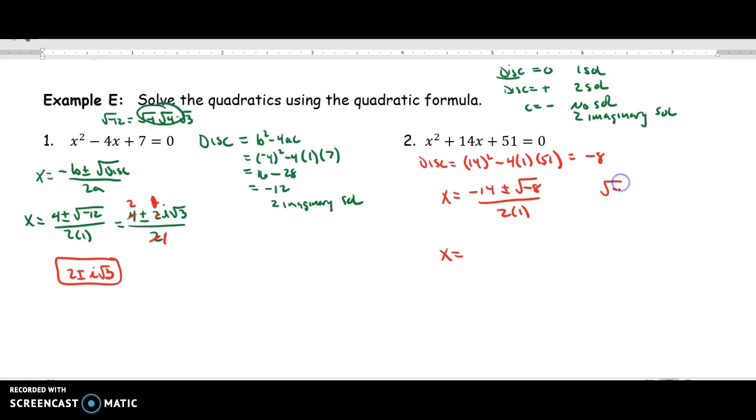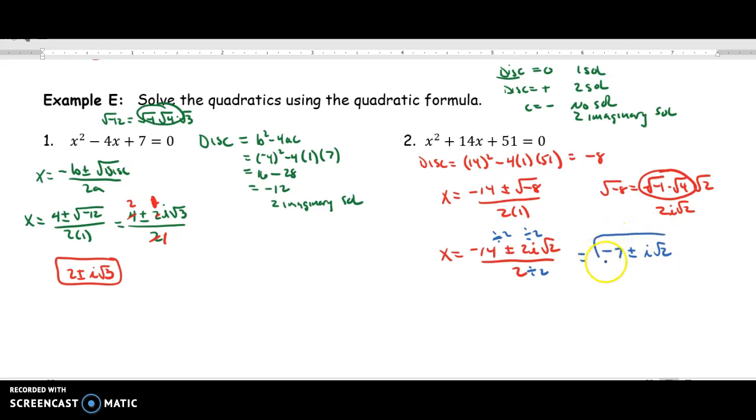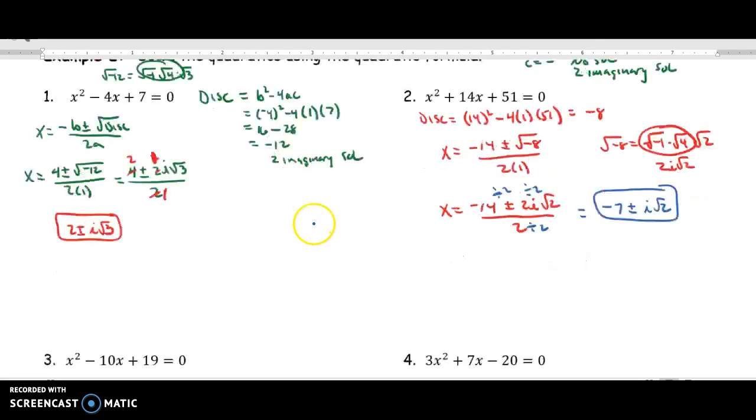Now, when we simplify the square root of negative 8, that would give us the square root of negative 1 times the square root of 4 times the square root of 2. This would give us 2i root 2. So, negative 14 plus or minus 2i root 2 all over 2. And now, what can I divide all of these numbers by? I can divide them all by 2 again. And when I do that, I get negative 7 plus or minus i root 2. And you would leave your answer like that. Okay?